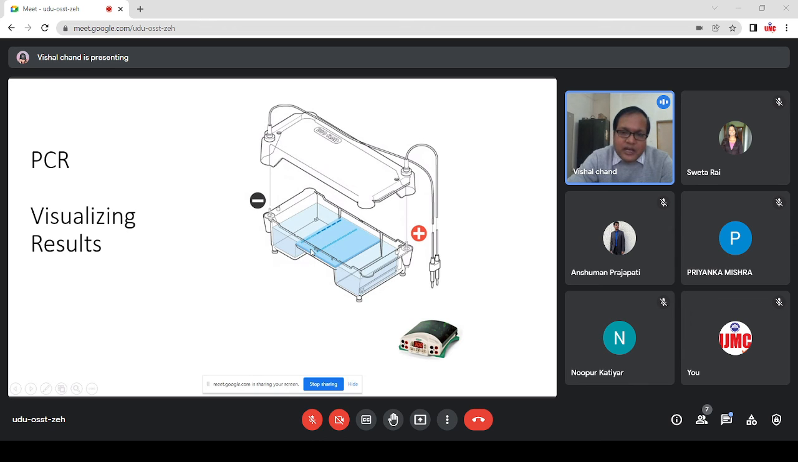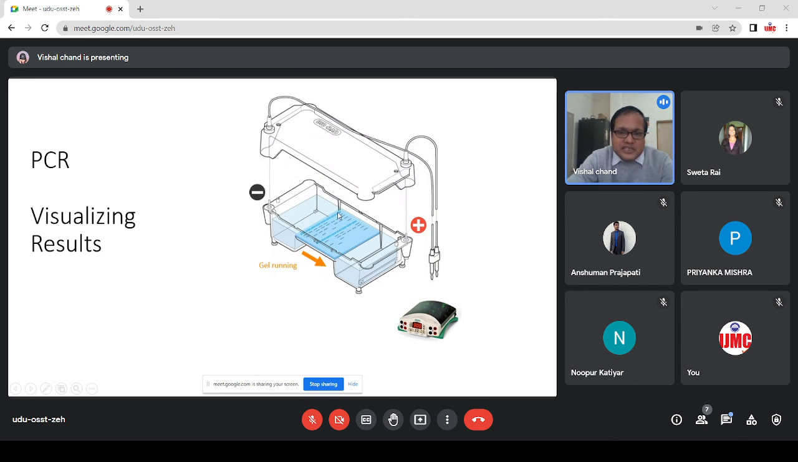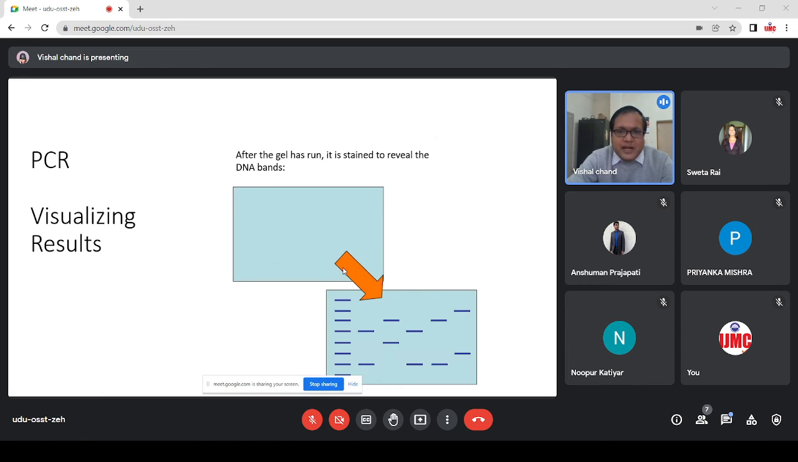Here the agarose gel is assembled, and the wells are created, and your isolated amplified DNA is inserted into this well. Finally, you can see that from negative to positive the electric field is run, and finally your DNA bands are separated out. So you can see in this picture a gel running, and finally the bands are separated and visualized. After the gel has run, it is stained to reveal the DNA bands.